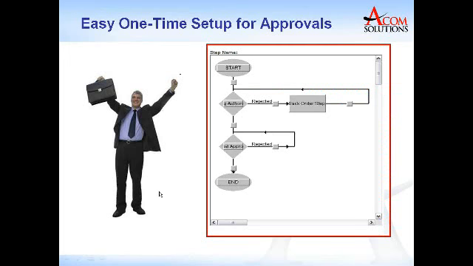Next is the automated process. Once they're in, now you can automate that process. This is an example of how you can set up an easy one-time setup for approvals, so you can configure this to your organization and then move from there. And once this is set up, the document will kick off automatically. That's what you're looking for.